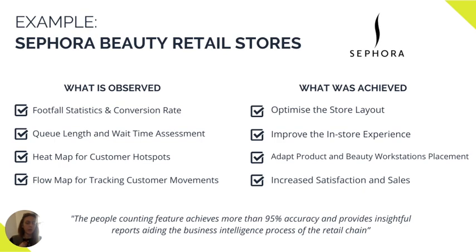So now we're going to talk about one of the examples that we found that was very interesting on Sephora and its beauty retail stores, and how they use the AlgoVision software video analytics to analyze their customer behavior. Sephora has been very laser focused on inventing new ways of making the beauty shopping journey more fun and engaging with their customers. And therefore using AlgoVision was a great tool to understand that. So through heat maps, footfall statistics, queue length, waiting times, customer hotspots, Sephora was able to optimize the store layout by changing the product placement and improving the customer experience, therefore increasing sales.